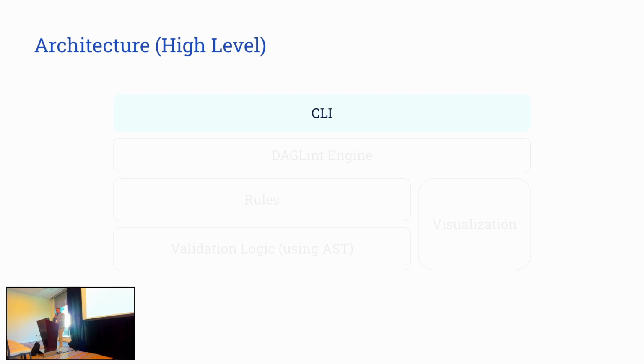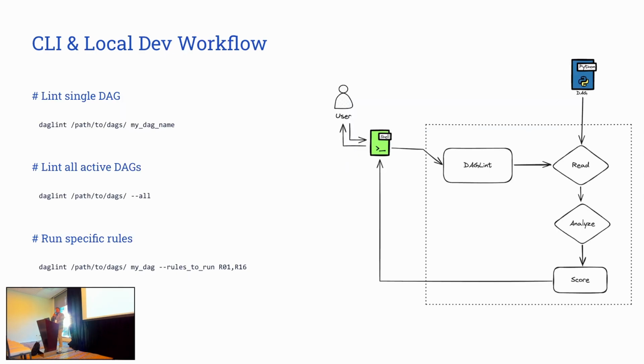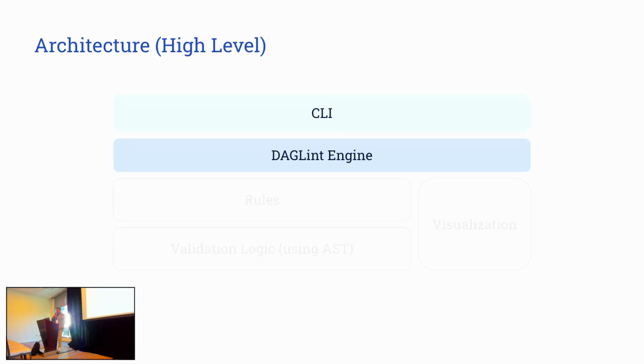So the first layer is the command line interface. This is the main entry point for the developer to interact with the tool. It's a simple command line interface command. You just write DAGLint, you provide a path to your DAGs folder and the name of the DAG. You can also choose to lint all of your DAGs or even lint specific rules for a specific DAG. So this is nice. It provides the output, and we'll see it soon. But how does it do it?